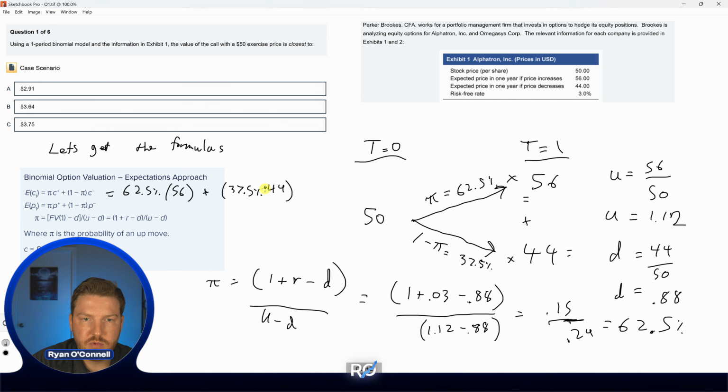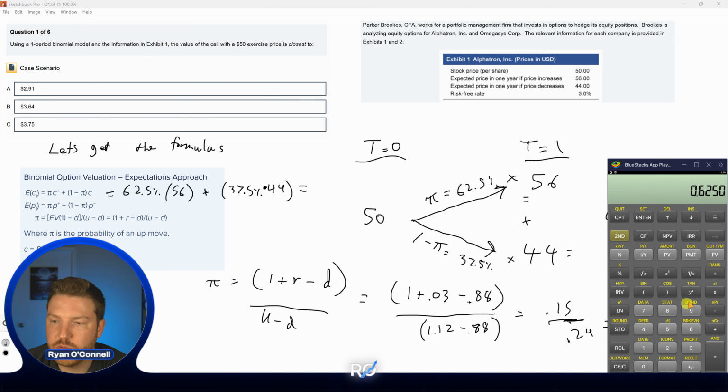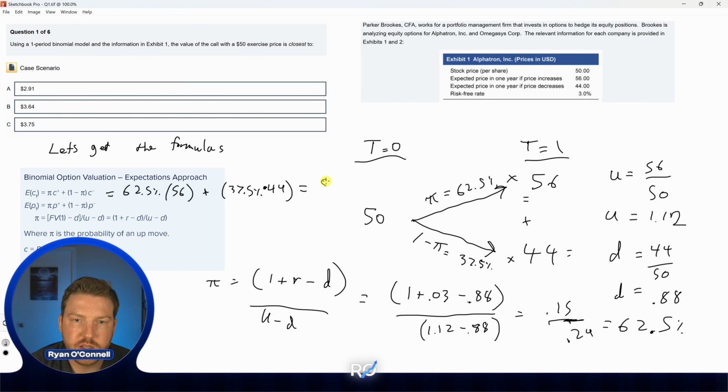I have to make it clear that we're multiplying that. So that's going to give us our expected value 1 year from today. I can punch these in super quick. Let's do 0.625 times 56, and then we'll add the 37.5% probability that it becomes $44. So that's going to give us $51.5. Now that is the expected value in the future.